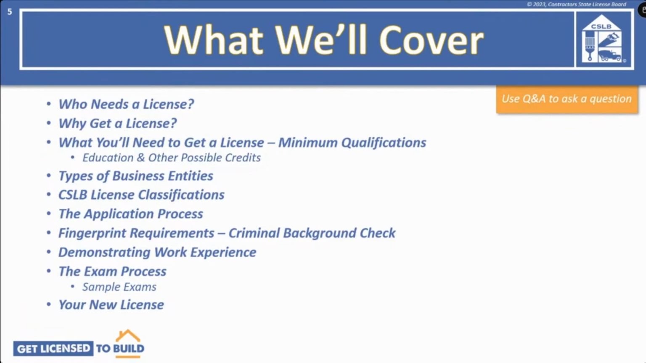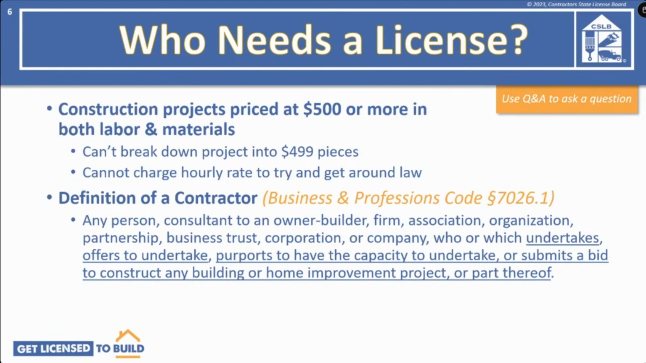Here in California, a state contractor's license is needed for all construction projects priced at $500 or more. That total includes both labor and materials, no matter who purchases the materials. The law doesn't let you break down a project into $499 pieces. It's the entire project. Also, you can't charge an hourly rate to get around the $500 threshold. If the hourly cost times the number of hours for the job totals $500 or more, you need a contractor's license.